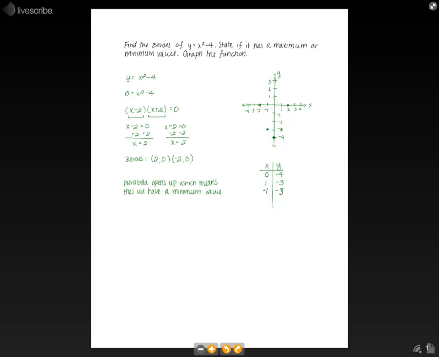So now we have enough points to plot our parabola. It's going to look something like this. And we can see that we do indeed have a minimum, and that minimum value is at the vertex, and that is 0, negative 4. And that's how you graph y equals x squared minus 4.